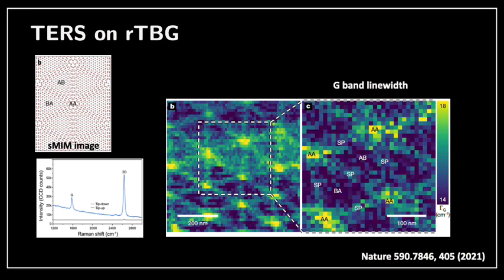In this case, the objective was to focus on what's called the G band, which is around 1600 wave number, as you see on the bottom left. The G band is a vibration of a hexagon in graphene, and it basically tells you that you have graphene, or you have sp2 type bonding.